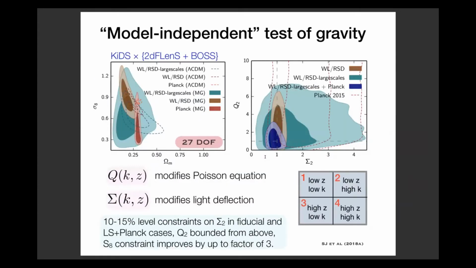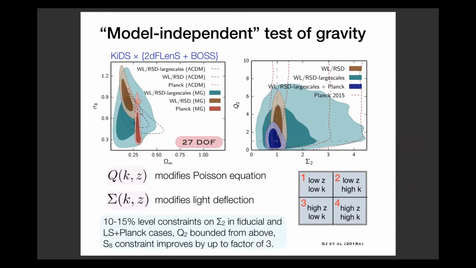So here's an example of a model-independent test of gravity. I've introduced the Q and sigma parameters, where Q modifies the Poisson equation and can be thought to give rise to an effective gravitational constant, and sigma modifies the gravitational deflection of light. Here I've divided the Q and sigma parameters into 2 bins of scale and redshift each. So we have 8 additional degrees of freedom.